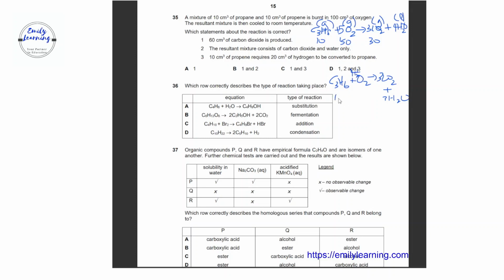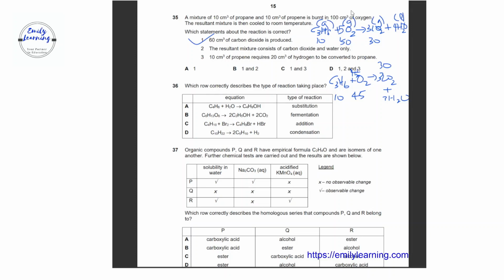So I know that if I have 10 cm³ of C3H6, I need 45 cm³ of O2 and I've produced 30 cm³ of CO2. So 30 plus 30, 60 cm³ of carbon dioxide is produced, correct? The resulting mixture contains carbon dioxide and water only.